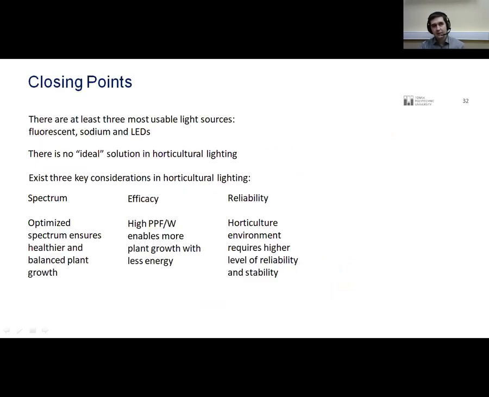Finally, as a closing point, I would like to say that we discussed the main principle of operation of the most usable light sources based on different physical phenomena. Today there are no ideal light sources which can be applied for plant cultivation and plant growth. In this case, it's really important to select a light source with a suitable spectrum, efficacy, and reliability.